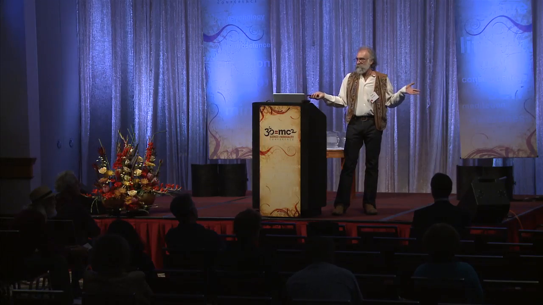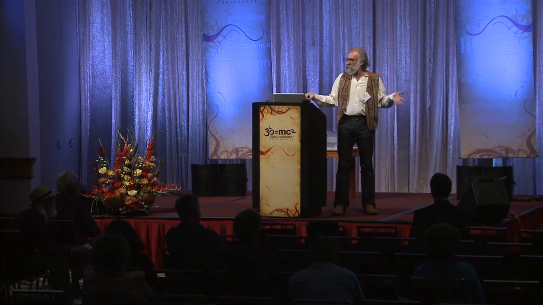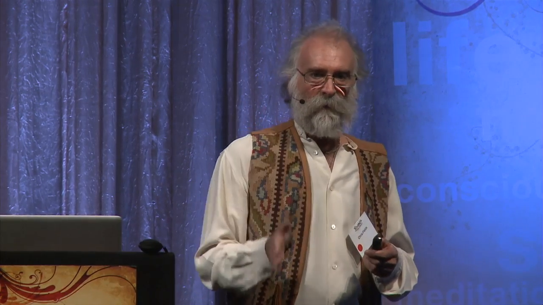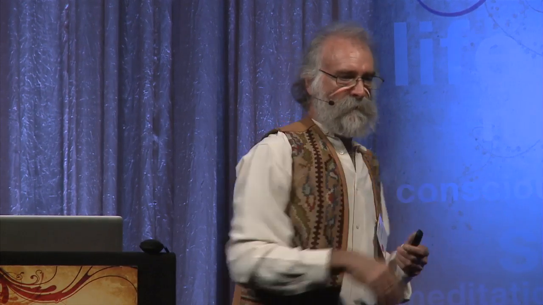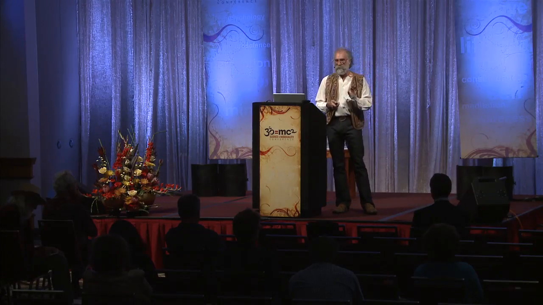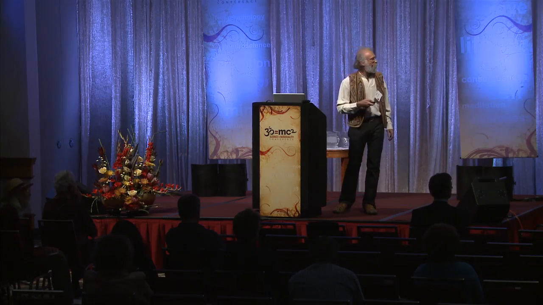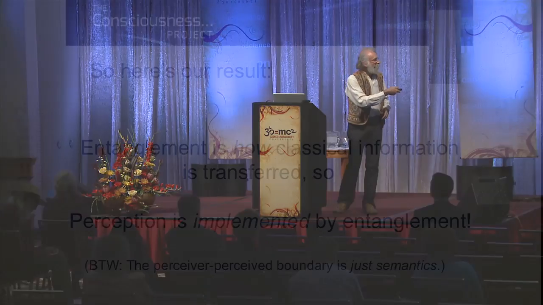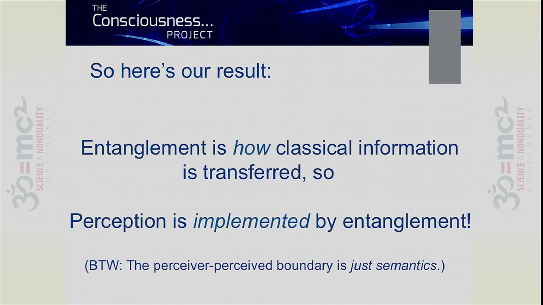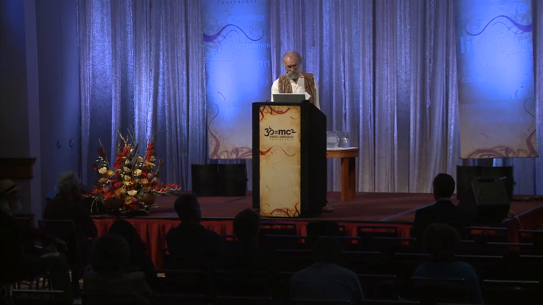So entanglement is what implements perception. It's the one mechanism we have within quantum mechanics to implement perception. And it implements it all the time. It says, okay, this thing over here is entangled with that thing over there, so we'll exchange some classical information. And note that that's relative. It's always relative to the specification of a coordinate system. And by the way, this perceiver-perceived boundary, there's no boundaries in physics, so that boundary is just semantics, including my boundary with you, your boundary with your chair, all that's semantics.